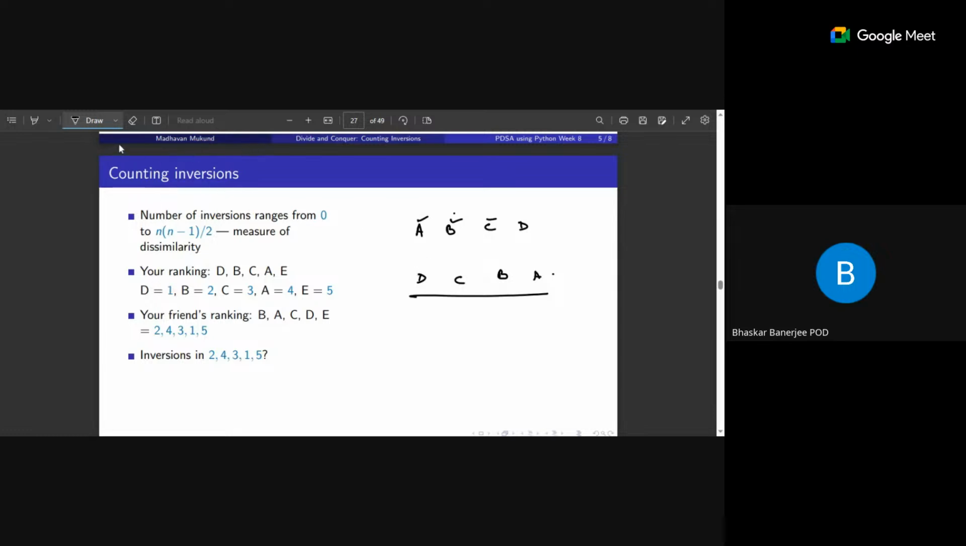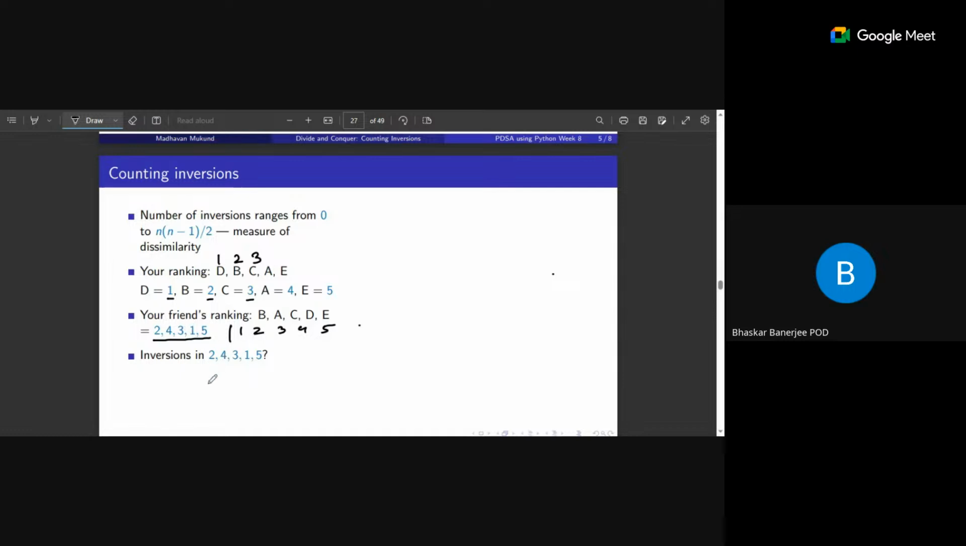So fine, but there is one little trick that we are doing in this case. Not trick, simple way of problem solving. So my ranking, or one of the primary rankings with which I will compare, I am fixing the rank 1, 2, 3, 4 accordingly. So if D, B, C, A, E is my ranking, I will say D is 1, B is 2, C is 3, like that. Then my friend's ranking would look something like this, and my ranking would look like 1, 2, 3, 4, 5. So this is my ranking, and this is my friend's ranking.